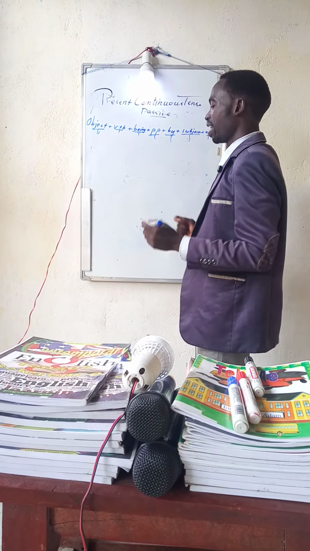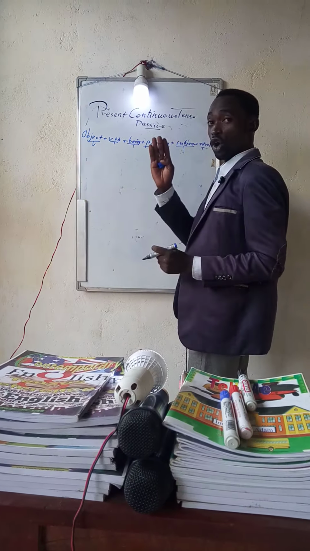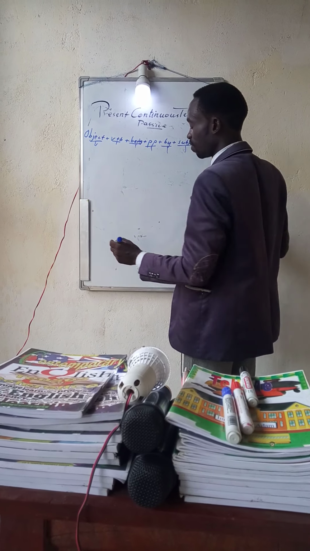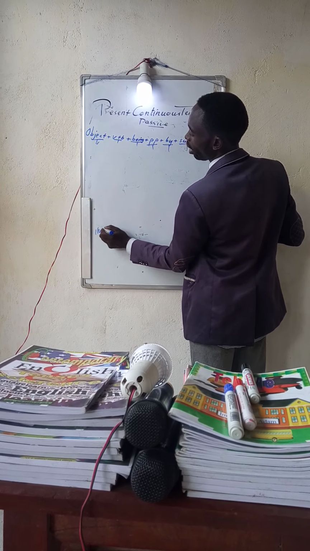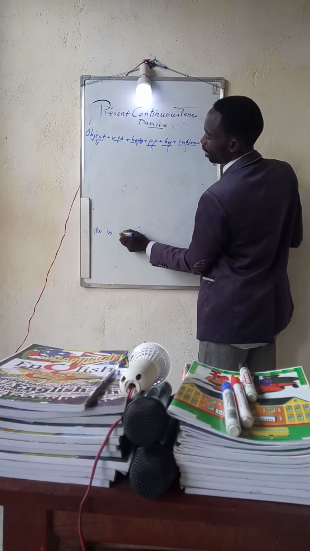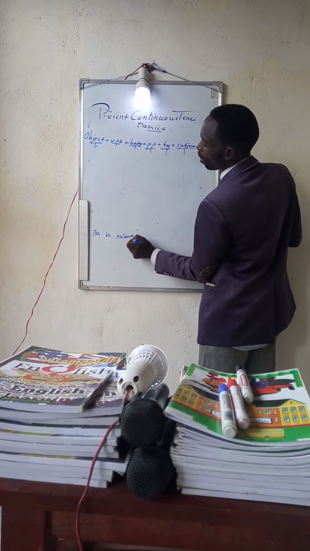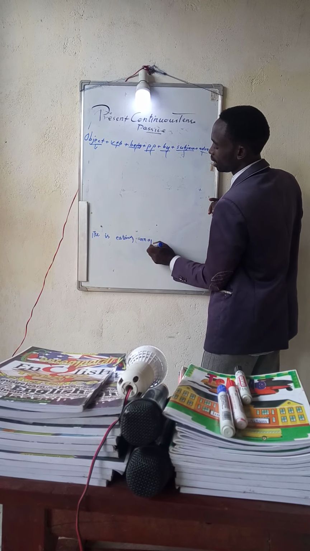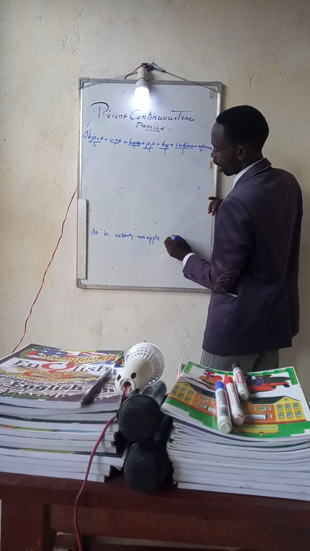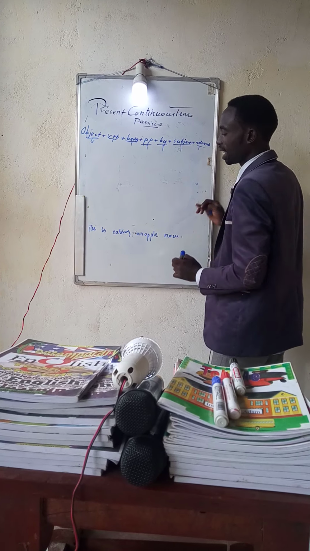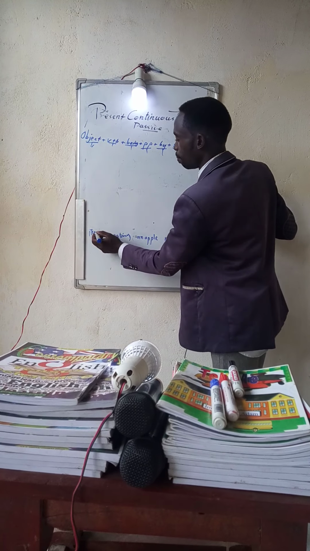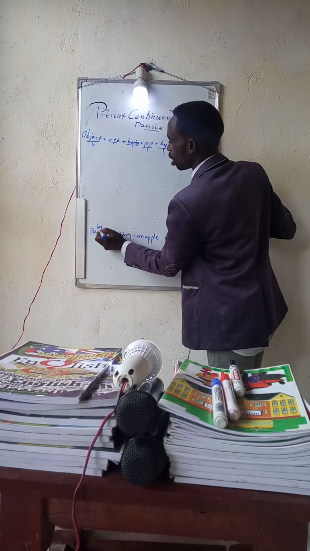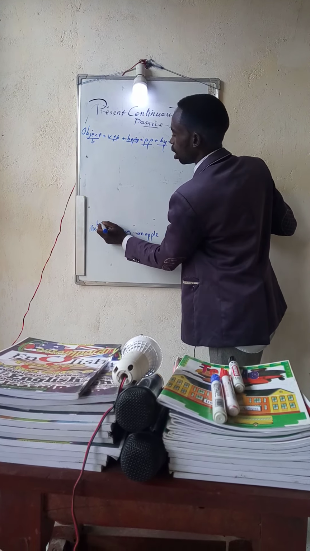For example, in the active voice of present continuous tense, if I say the boy is eating an apple now. The boy is eating an apple here. This is active form.